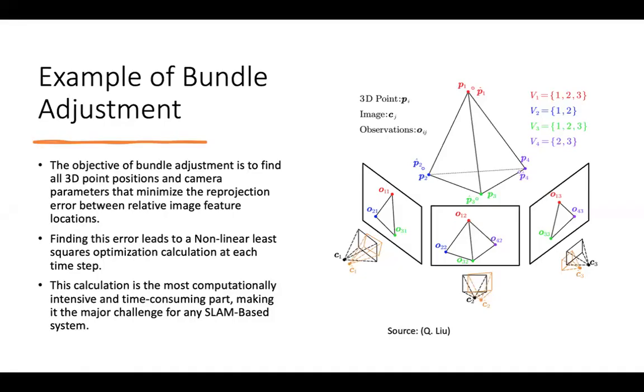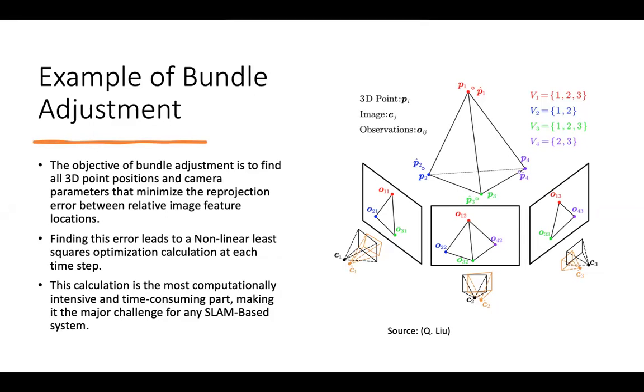Bundle adjustment has the objective of finding all 3D point positions and camera parameters that minimize the reprojection error between relative image feature locations. On my right, I have a diagram of a prism in 3D space, and these cameras take different images of the prism from different angles. Using those observations, I want to project and find the 3D points in 3D space from a 2D image. With that, you have a reprojection error that you want to minimize as much as possible, so you get the accurate location of 3D points.